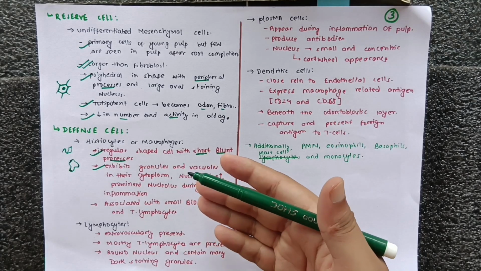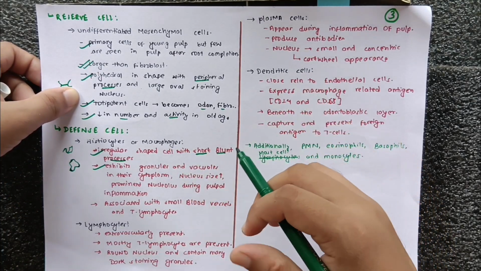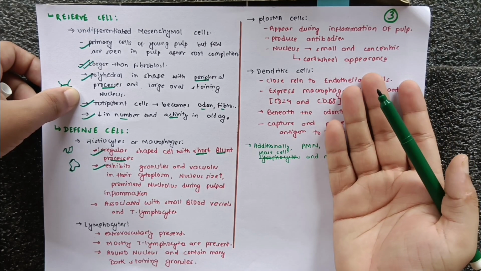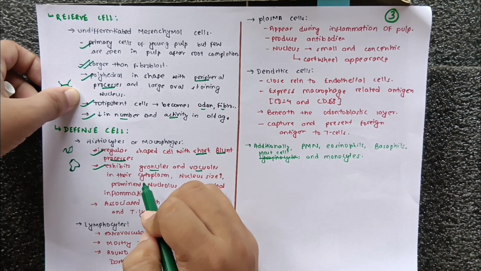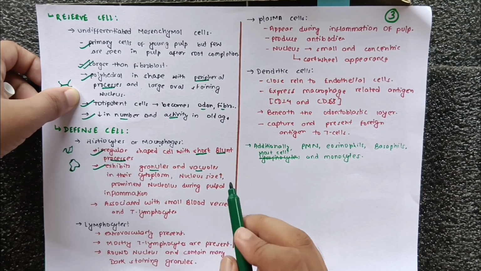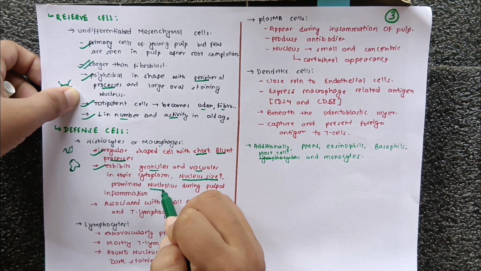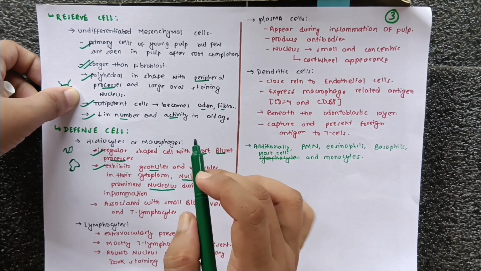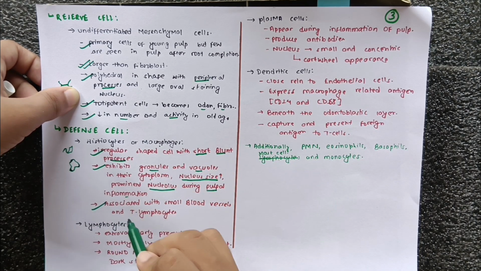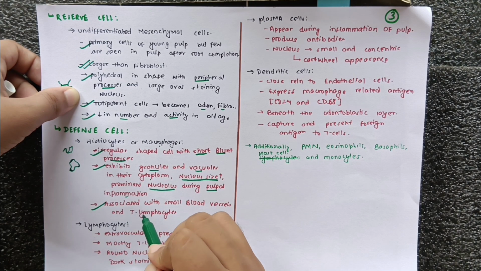Similar thing is here. The macrophage engulfs the foreign particle and degrades it by the granules and vacuoles present in the cytoplasm of the macrophage or histiocyte. Similarly, we have larger nuclear size and a prominent nucleolus during pulpal inflammation. The same thing is written here. Another important thing is that they are associated with the small blood vessel and the T lymphocyte, which is easy to understand and should be remembered.